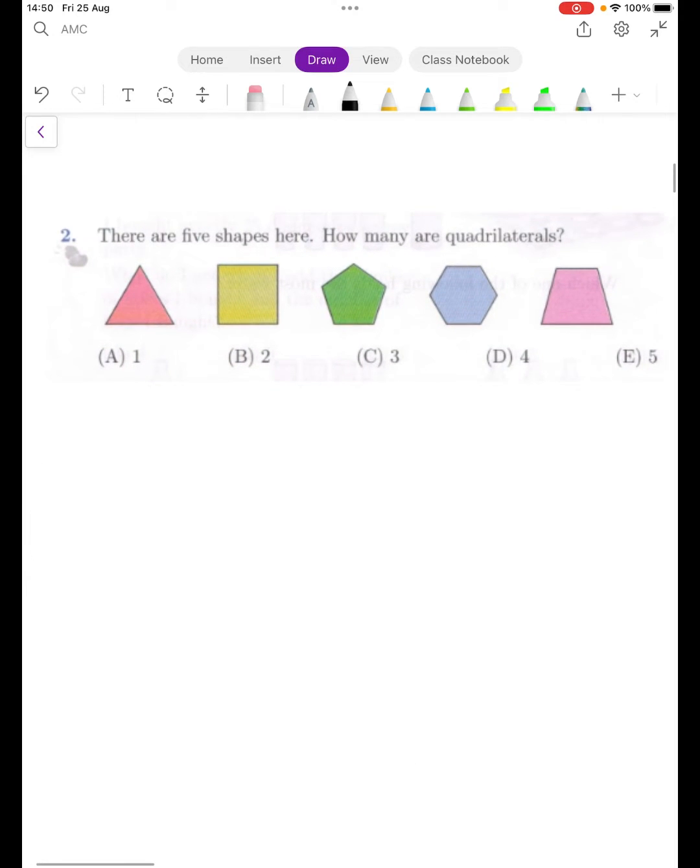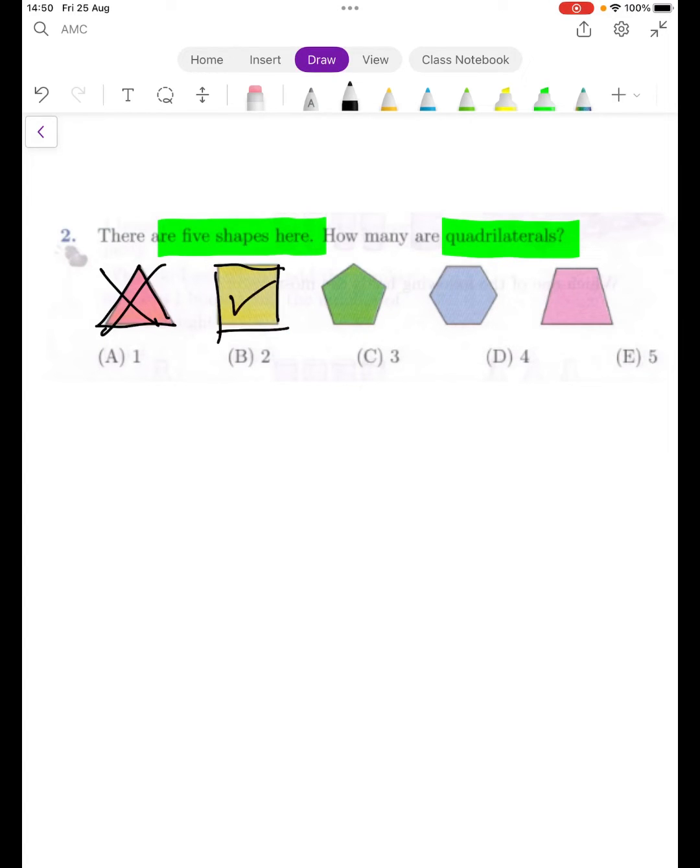Let's go to question number 2. There are 5 shapes here, A, B, C, D, E. How many of them are quadrilaterals? Now, quadrilaterals, as you know, is any shape which has 4 sides. Does not matter what are the lengths, if they're equal or not, what is the angle between the sides, it should have 4 sides. As we can see in the first shape, this is a triangle, so not a quadrilateral. This is a square, it has 4 sides. Let's check 1, 2, 3, 4. Yes, this is a quadrilateral.